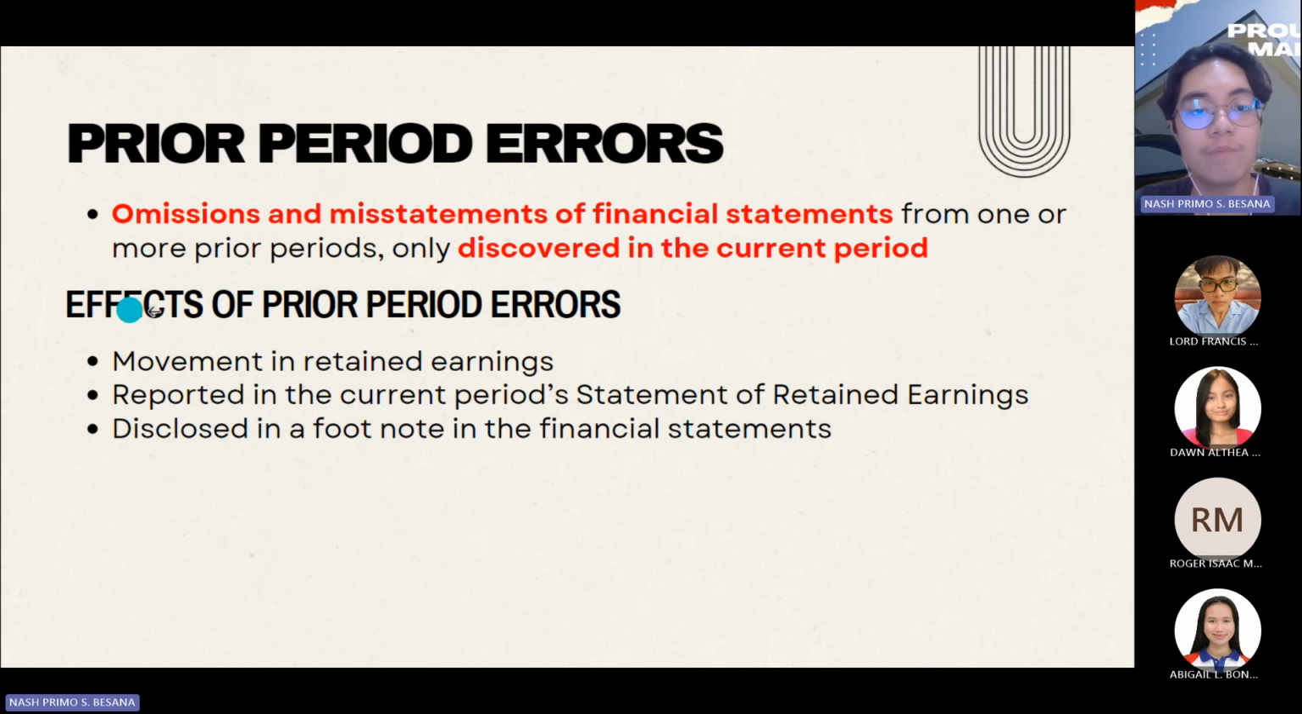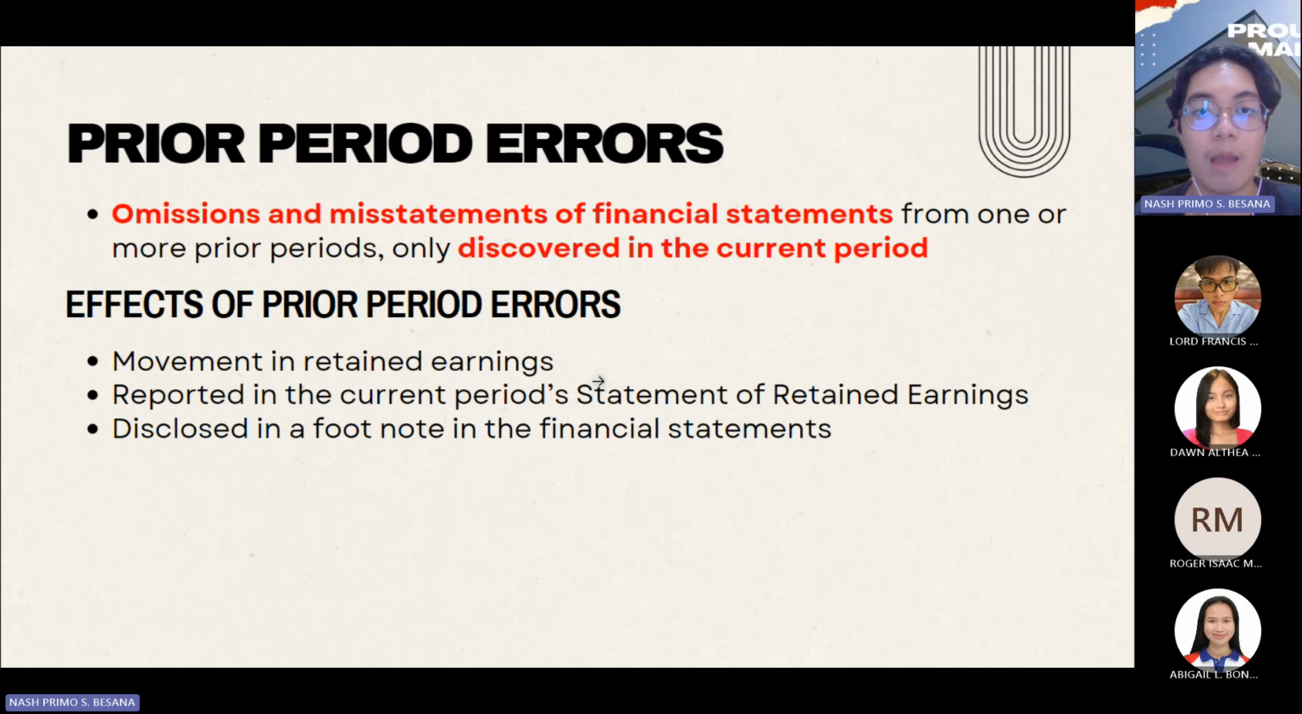So, correction of prior period errors will have the following effects. There would be a movement in the retained earnings. So instead na parang debit expense, credit income, idediretso na natin siya sa retained earnings, yung movement na or yung correction of the prior period error. It is reported in the current period statement of retained earnings. So kahit na it is an element of past years, kapag this time mo lang kinorek, ang reporting period nun is the current period. And then later on, we would discuss what is the statement of retained earnings since hindi naman siya typically na mention kapag when we say financial statements.